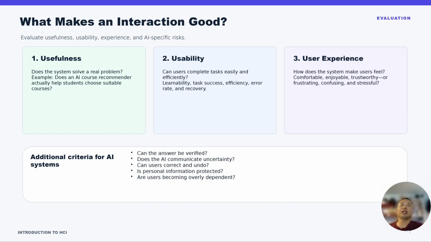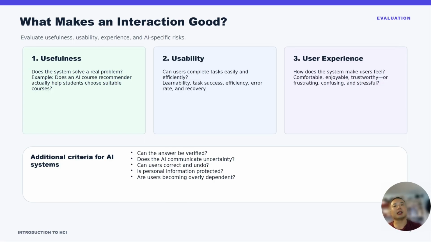Second, usability. Can users complete tasks easily and efficiently? Learnability, task success, efficiency, error rate, and recovery are all the elements we should evaluate to decide whether the system is good or not. Because we don't want the users to spend like 1 day or 2 days to complete their tasks. That's too long a time for the users. This is usability.